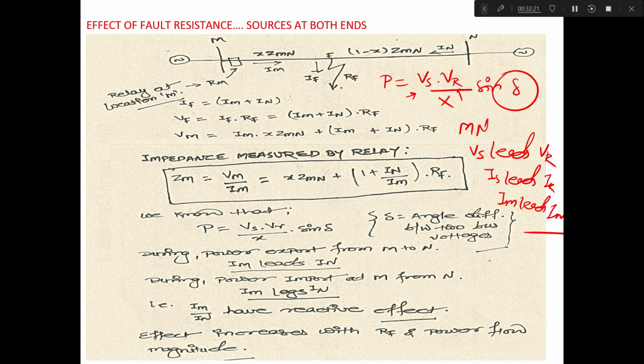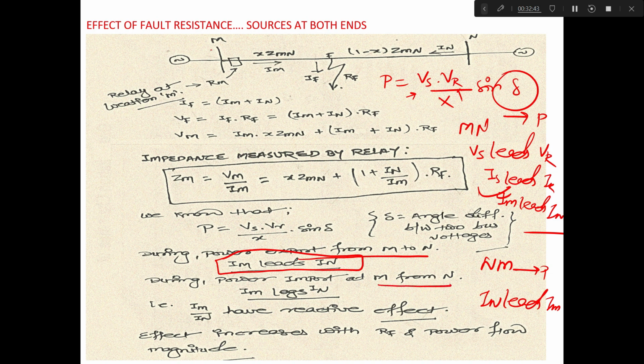Similarly, if the power is transferred from N to M, this is the power flow direction. Now, with this power flow direction, IN leads IM. So in the first case, when the power is exported from M to N, that means IM leads IN. This is the same case. In the second case, when power is imported at this bus, IM lags IN.